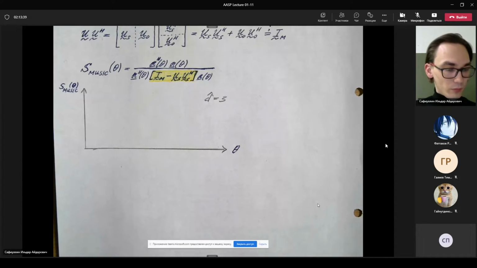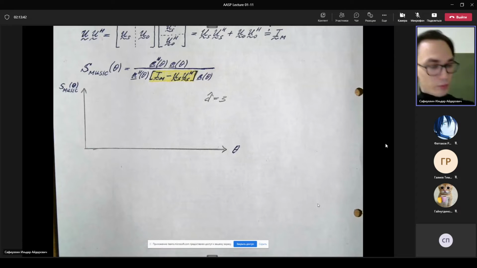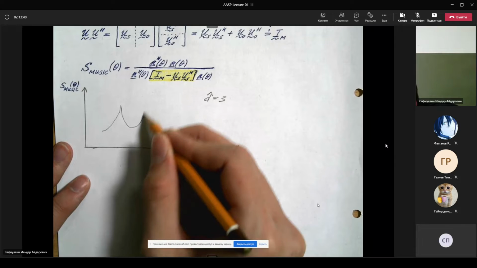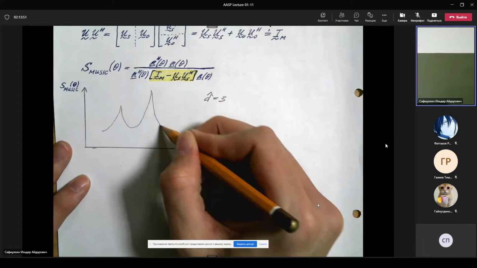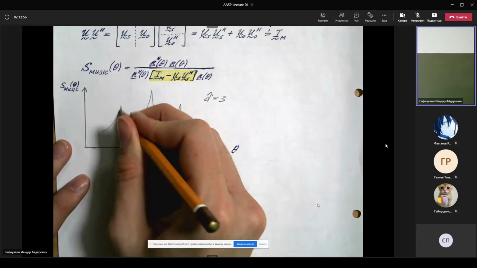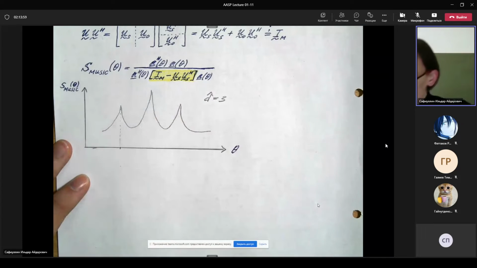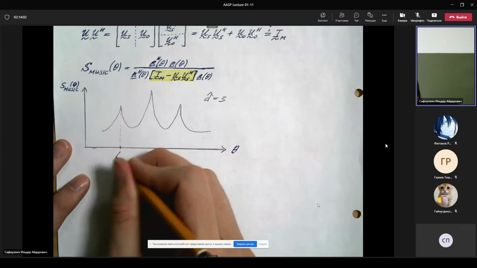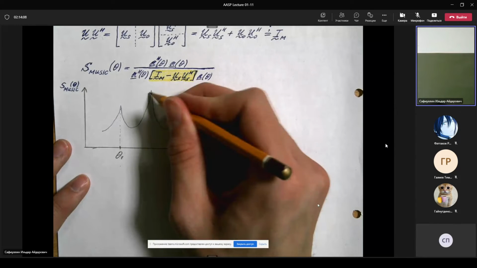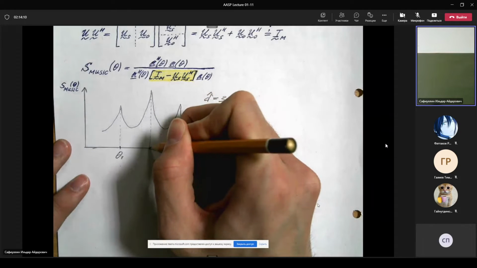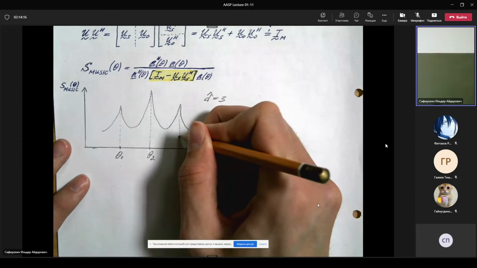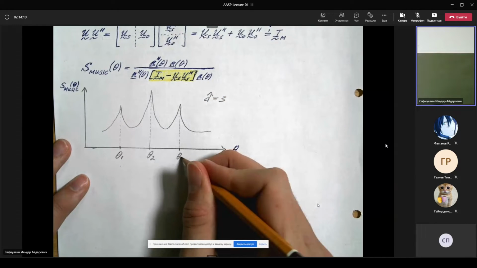And we will have something like this one, for example. Like this one, and this one. And we call this peak value the one for theta 1, this value on theta 2, and this value on theta 3.